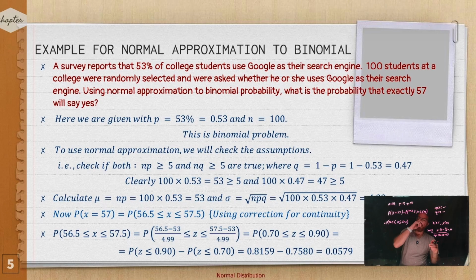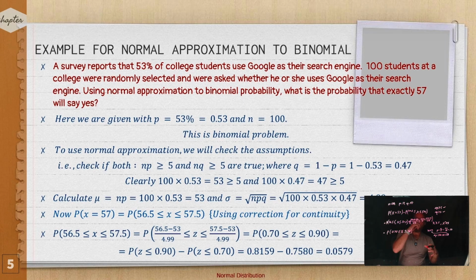So now we are going to do our z transformation. So this is going to be 56.5 minus 53, that was our mu, divided by 4.99, that was our sigma, less than or equal to X minus mu over sigma, less than or equal to 57.5 minus 53 divided by 4.99. And this is going to give us the probability of 0.70 is less than or equal to z is less than or equal to 0.90.